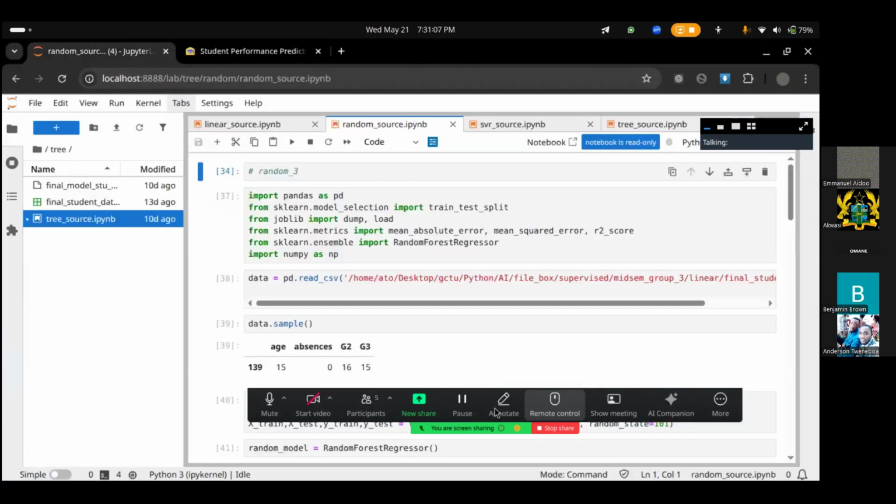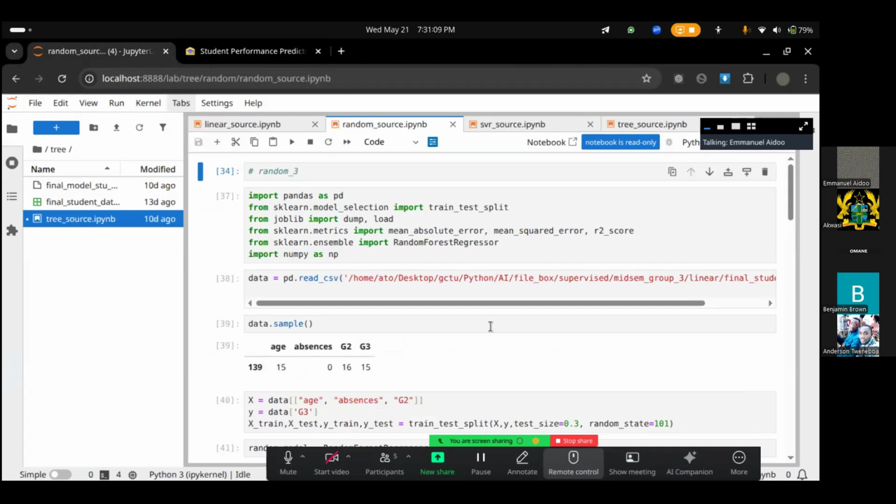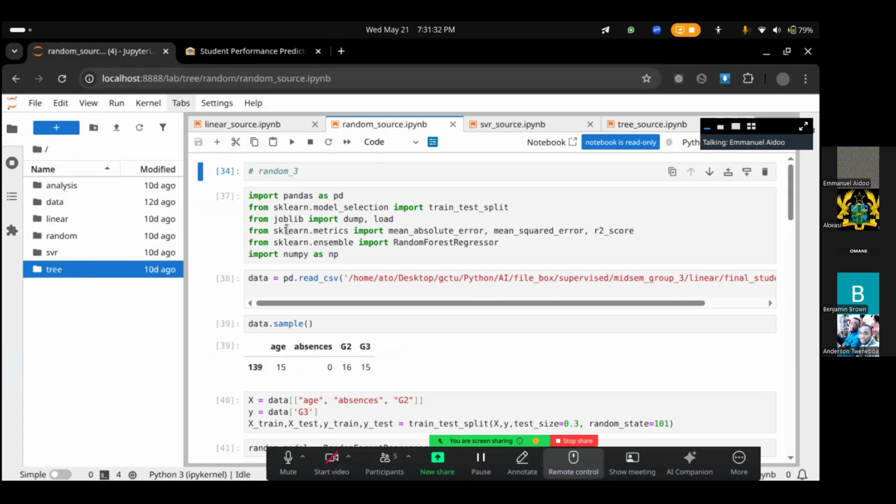Okay. So please, this is the code for our work. We used three different algorithms. We use the random forest algorithm. We use the linear regression algorithm. We also use the support vector regressor and then the decision tree. Okay, so this is a little bit about the code.